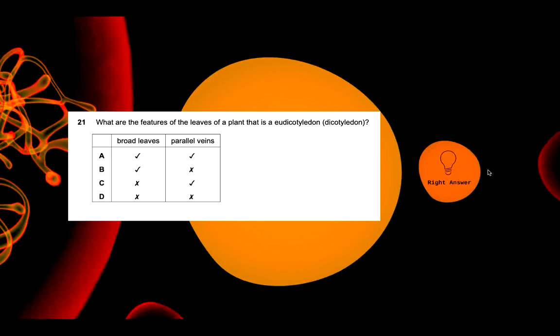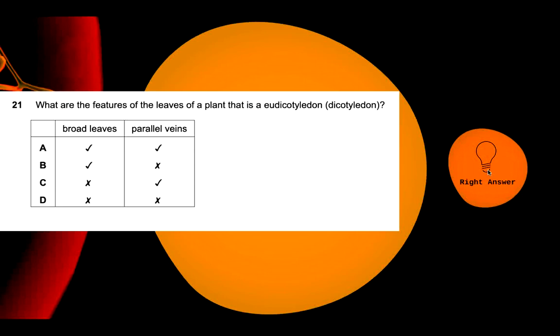Next, question 3. What are the features of leaves of plants that are eudicotyledon or dicotyledon? Now we have here two specific variants, broad leaves and parallel veins. From here, you can eliminate option D because both broad leaves and parallel veins are absent. And that will leave you 3 options. So for A, it can't be broad leaves and parallel veins at the same time. So it's just between these two.